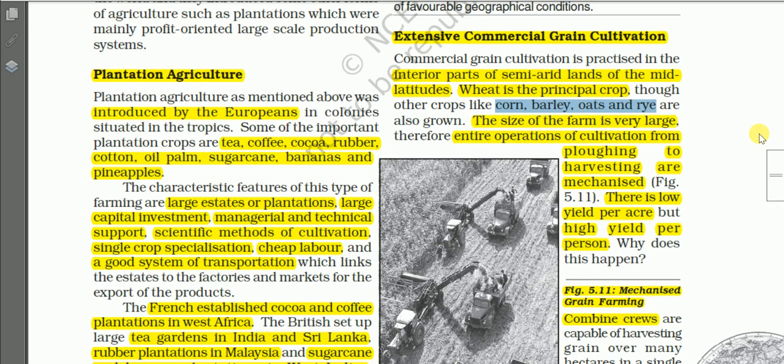Another important characteristic of this farming is that the size of the farm is very large, sometimes more than 2,000 hectares of land in the USA and Canada. Since the size of the farm is big, the entire farm operation from plowing to harvesting is fully mechanized.